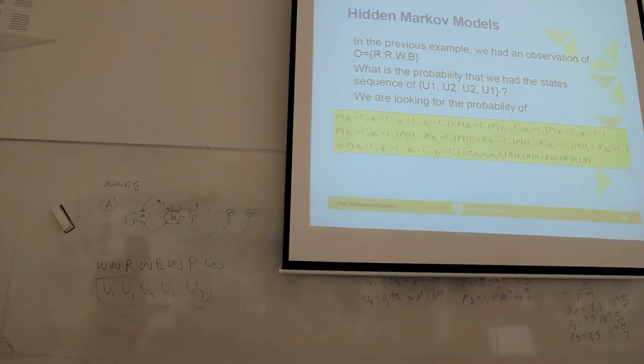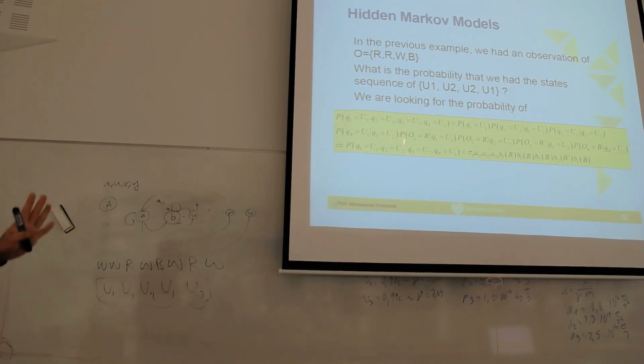What we are looking for is the probability that Q1 is urn 1, Q2 is urn 2, Q3 is urn 2 also, and Q4, the state at time 4, is urn 1. This could be calculated simply like that. The probability that Q1 equals urn 1, because we started with urn 1, so this is state 1. Then from 1 we go to 2, so the probability is A12, times the probability that you go from 2 to 2, so it is A22, times the probability that you go from 2 to 1, then A21. Okay?